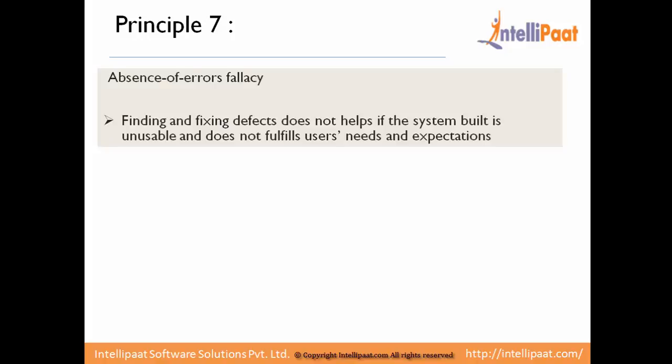The next principle is absence of errors fallacy. Finding and fixing defects does not help if the system built is unusable and does not fulfill users' needs and expectations. Like what we discussed earlier, the application under test should satisfy the customer's requirement 100%. It should not even be less than 100%. It should not even be more than 100%. So if a particular requirement has been stated and documented and circulated to the development team to develop in a particular manner, then it has to work in that exact manner with no deviation from the customer requirement.